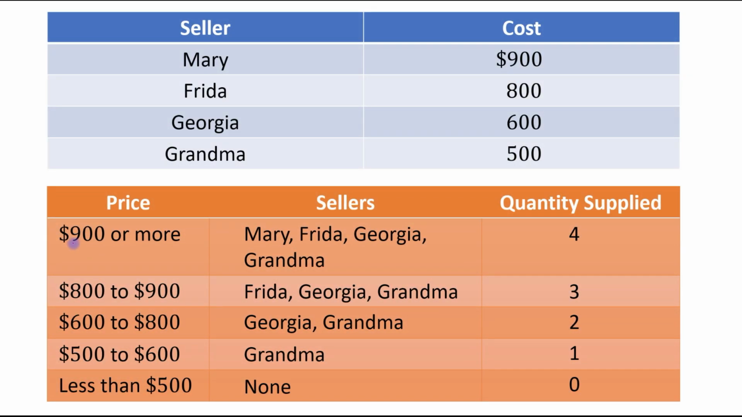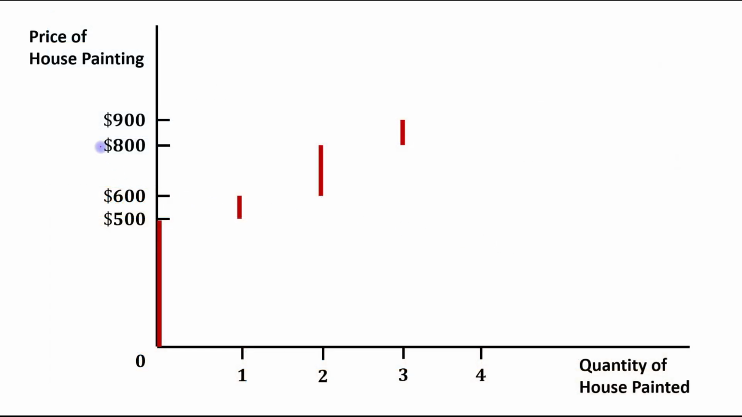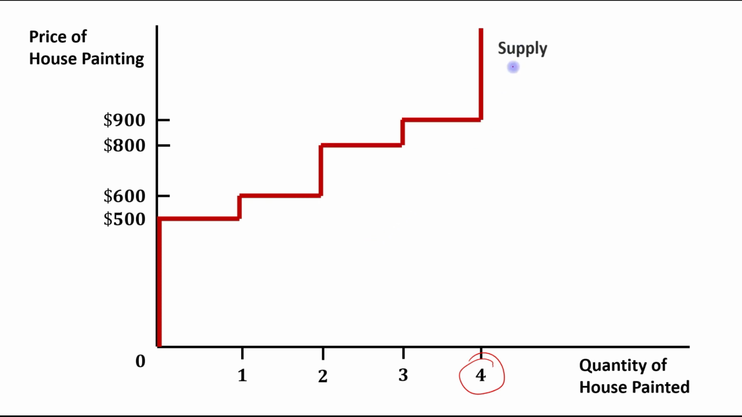And the last one: when the price offered is $900 or more, quantity supplied is 4. Clear? And now we will join these curves in this way. And here we have derived the supply curve.